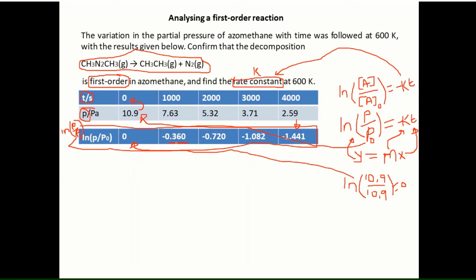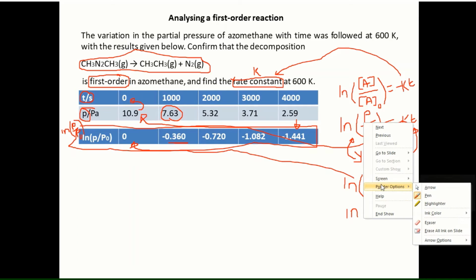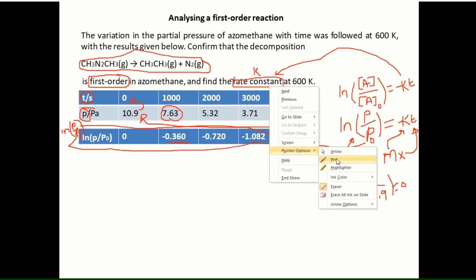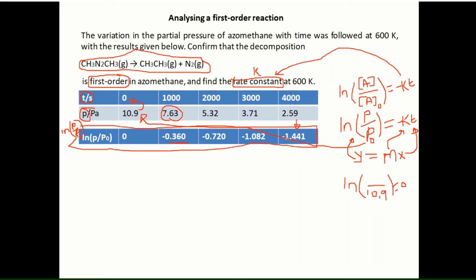In order to get this one here, we use this value here. So it's ln, or let me erase here and also erase here, and let me also erase this one. So in order to get this one here, we're going to use 7.63, ln of 7.63 over the initial pressure, and press a calculator. We get negative 0.36, and this is the value.